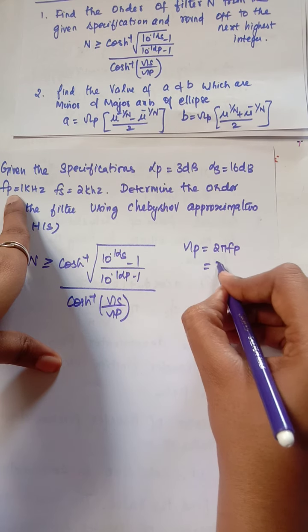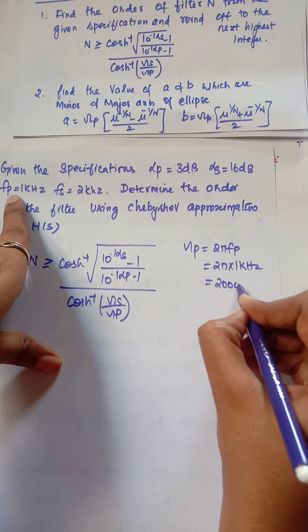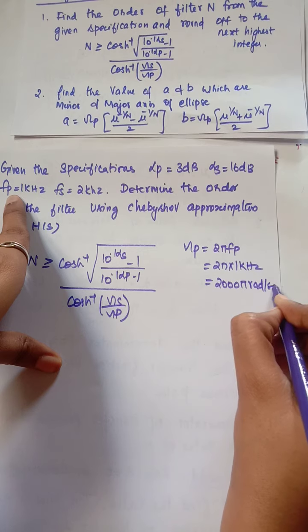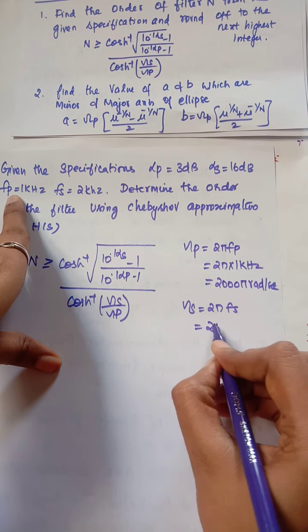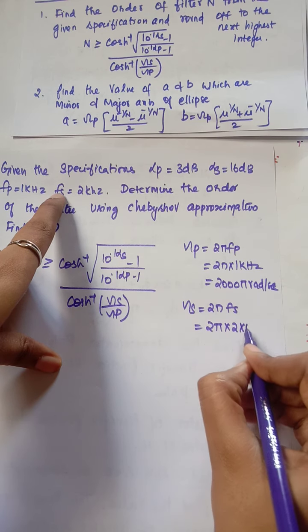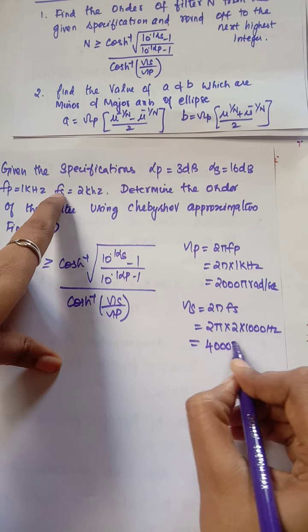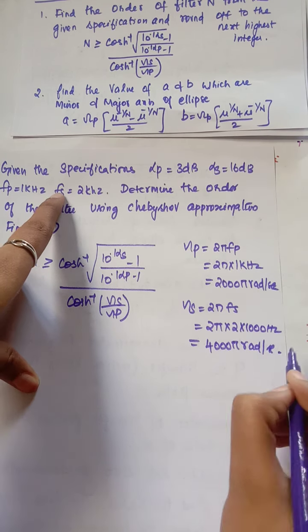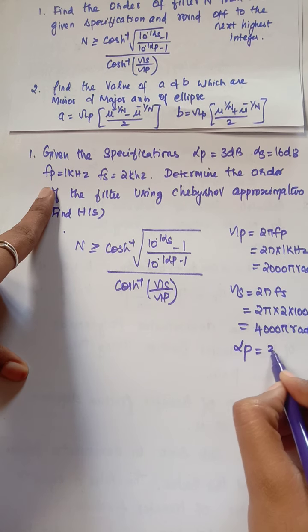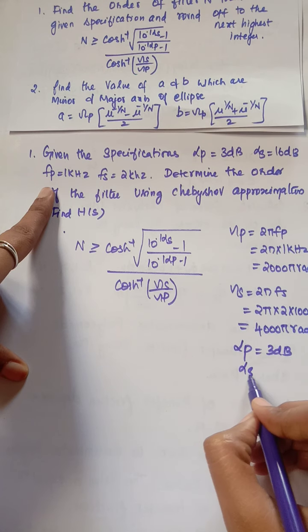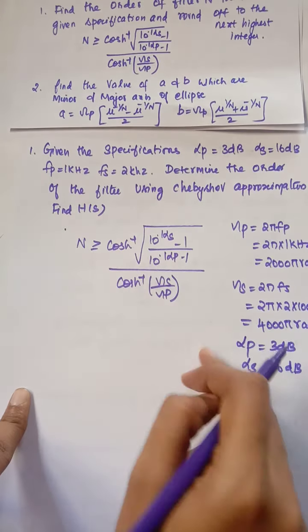So Ωp is equal to 2π into 1 kilohertz, which is equal to 2000π radians per second. Similarly, Ωs is equal to 2π Fs, which is equal to 2π into 2000 kilohertz, which is equal to 4000π radians per second. Also, αp is equal to 3 dB, αs is equal to 16 dB. So first we are going to find n by substituting these values.